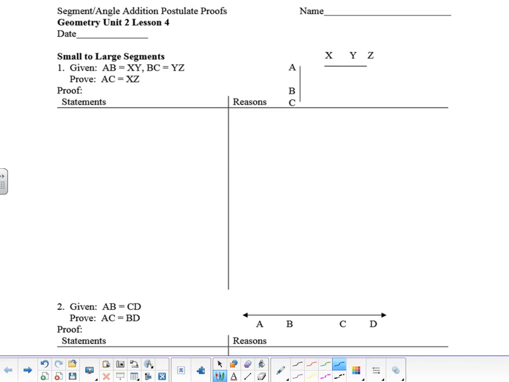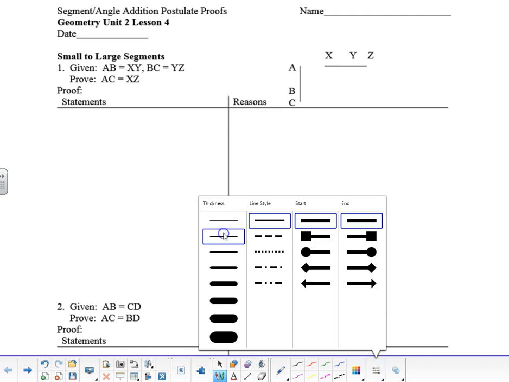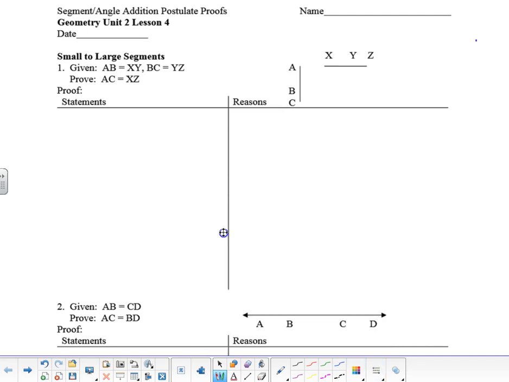We're going to do segment addition postulate proofs and segment and angle addition postulate proofs. And we're going to do these with a shortcut from the way we did them in the last lesson. I'm going to show you a simpler way to do it. The other ones are a little more technically correct, but this shortcut will work, and it makes a little more sense to people.